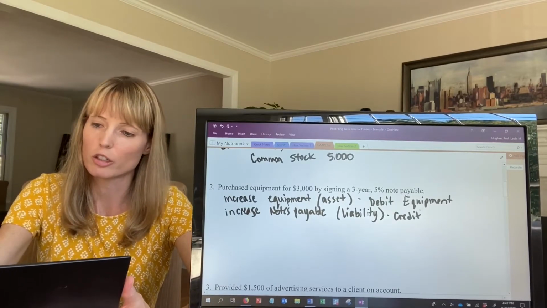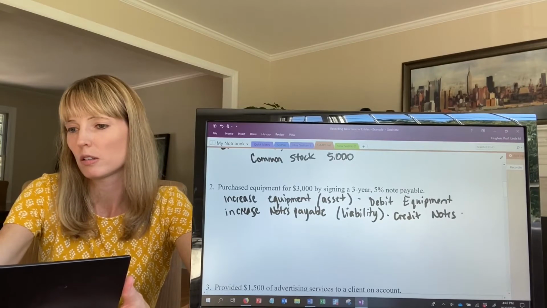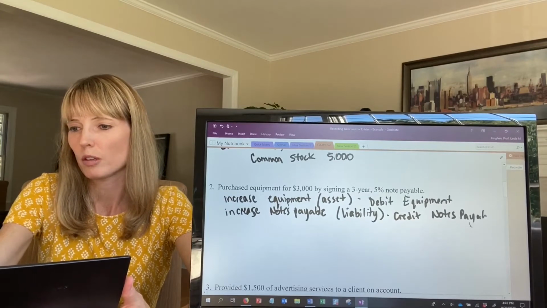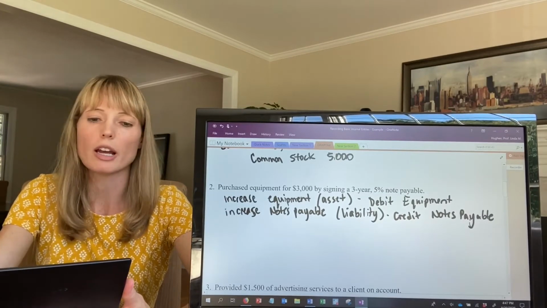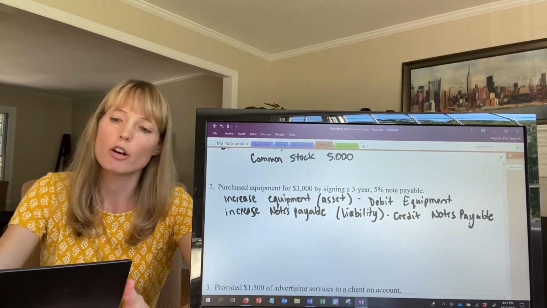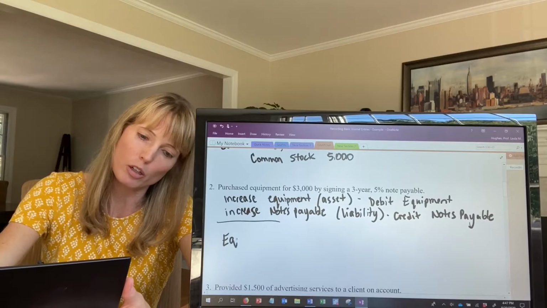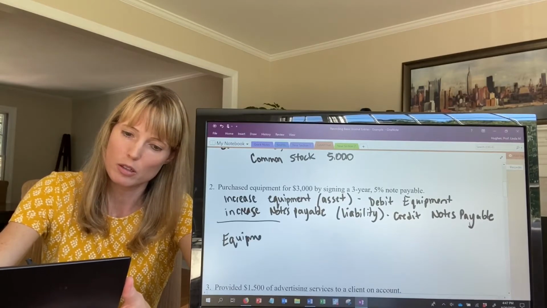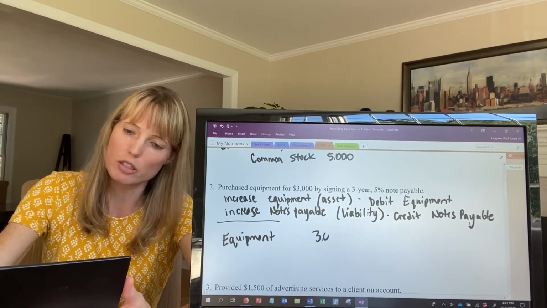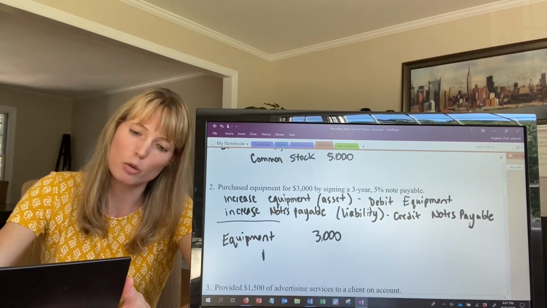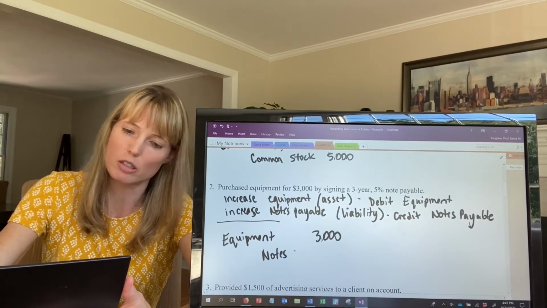We're going to credit notes payable. Okay, so this is kind of my written out thought process. Now for my journal entry, debit equipment for 3,000 and credit notes payable for 3,000.